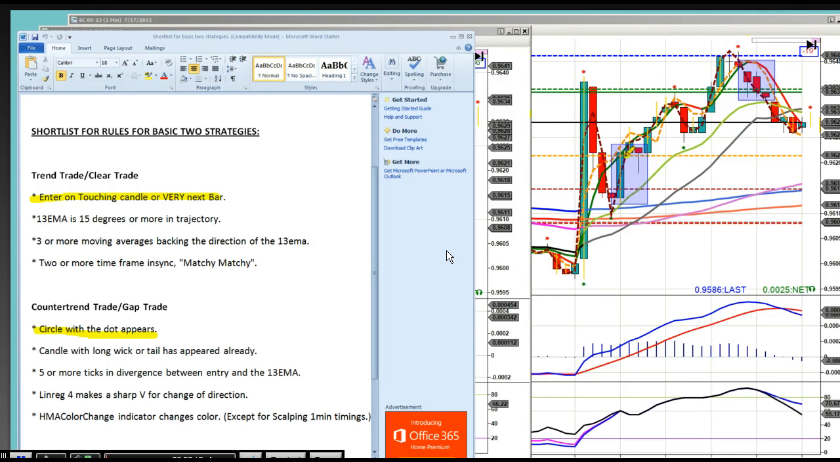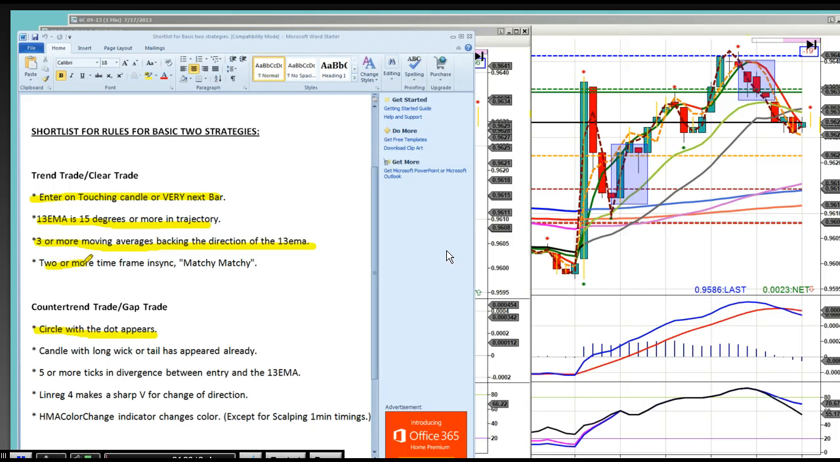So what we're looking for is the touching candle, very next bar. We want to make sure that our 13 EMA has 15 degrees or more. That's the little trajectory box at the top here. There must be 3 or more moving averages back in the direction of the 13. That includes the 13. So here we have the 13, the 100, the 200, the 50, and the 20. So we have all 5. If we have all 5, that's a really strong trend. And they don't all have to have trajectory. As long as the 13 has crossed it, then you know we're in for a long ride.